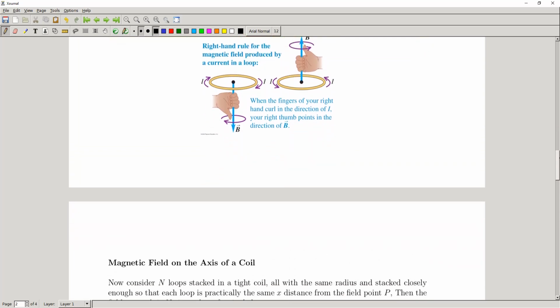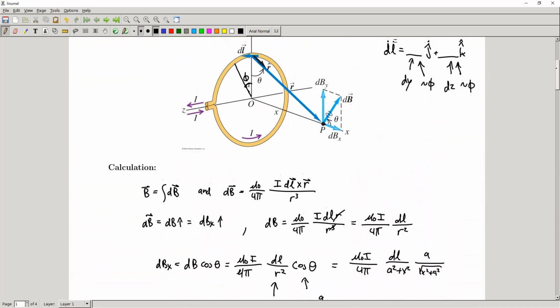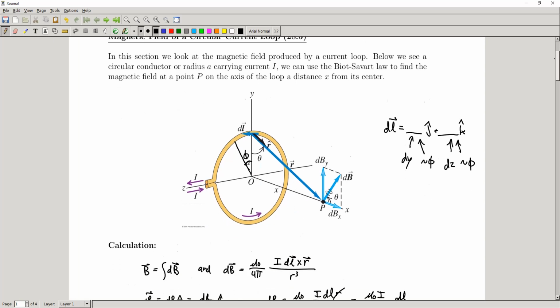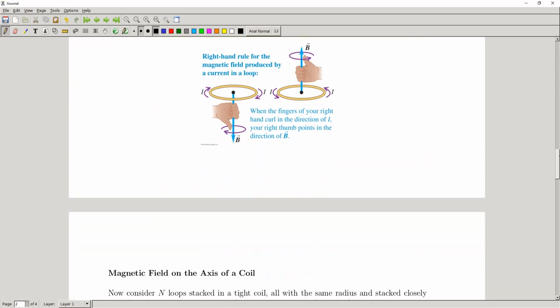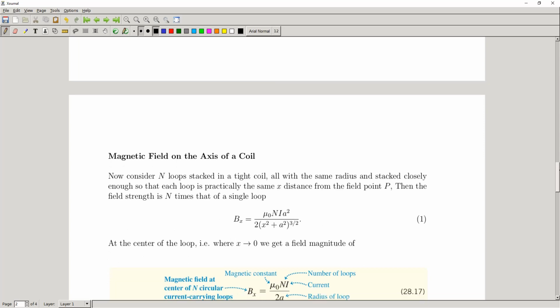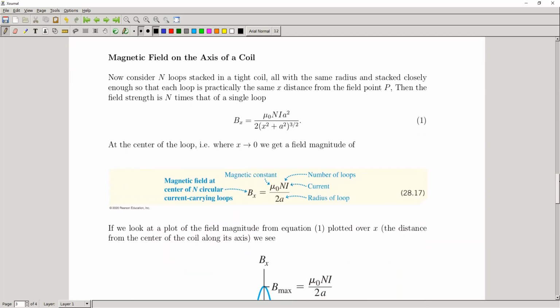Okay, so that is the magnetic field of a current carrying loop. But what do we get if we consider a bunch of these loops, let's say n loops stacked tightly in a coil? We're going to say that they all have the same radius. It's not a situation where they're concentric circles getting larger and larger, but they're all of the same radius, stacked on top of each other and packed very, very closely.